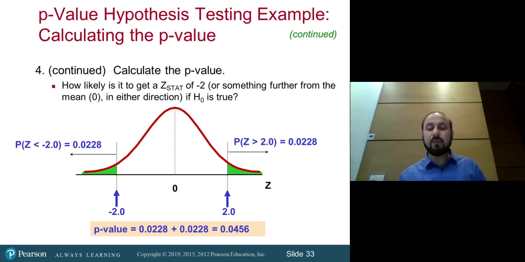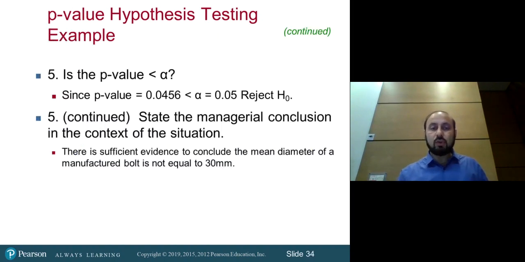Now compare this p-value. You can see, is the p-value less than alpha? Since the p-value is equal to 0.0456, which is less than 0.05, hence you have to reject the null hypothesis. As you can see, it is 0.04, which is less than 0.05. Hence we have to reject the null hypothesis and accept the alternative hypothesis.